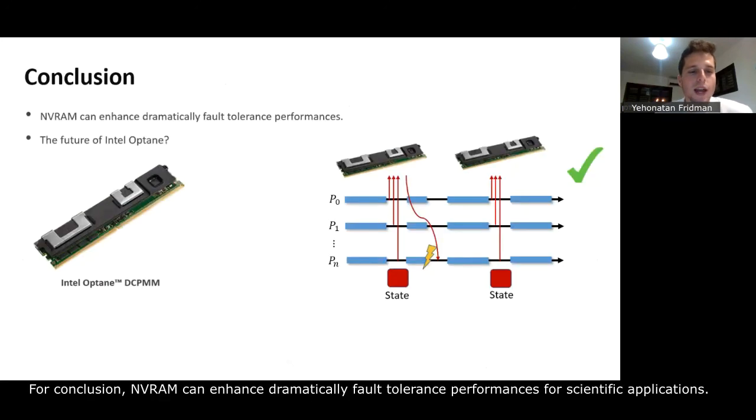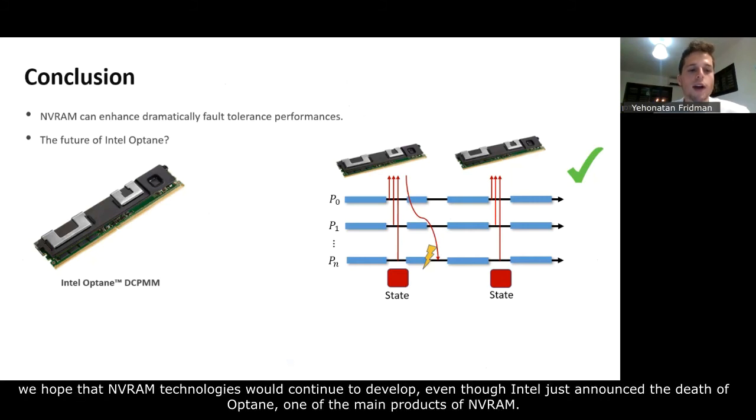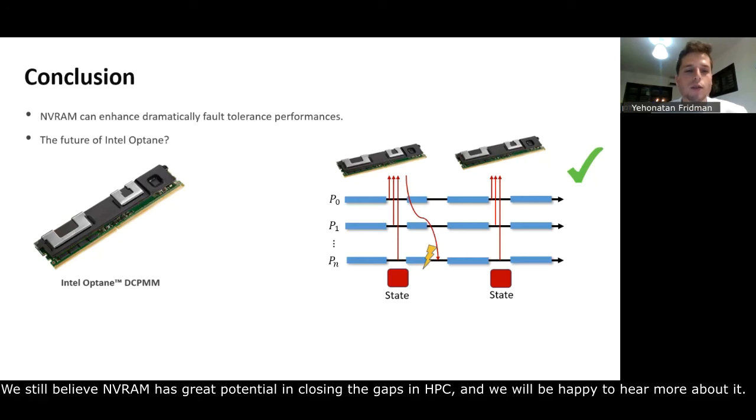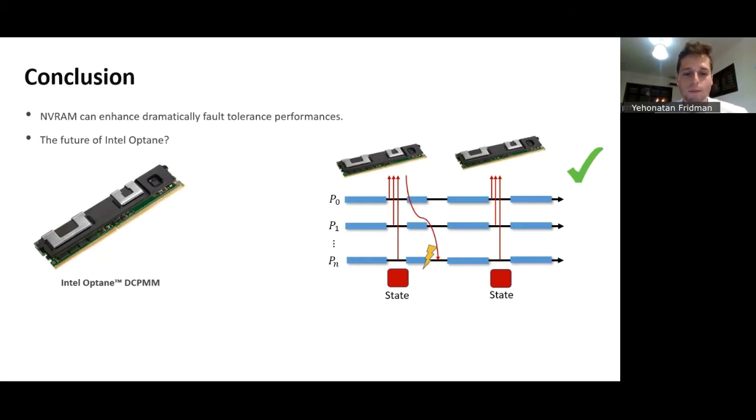In conclusion, NVRAM can enhance dramatically fault tolerance performance of scientific applications, and we hope that NVRAM technologies would continue to develop, even though Intel just announced the death of Optane, one of the main products of NVRAM. So we still believe NVRAM has great potential in closing the gaps in HPC, and we will be very happy to hear more about it.